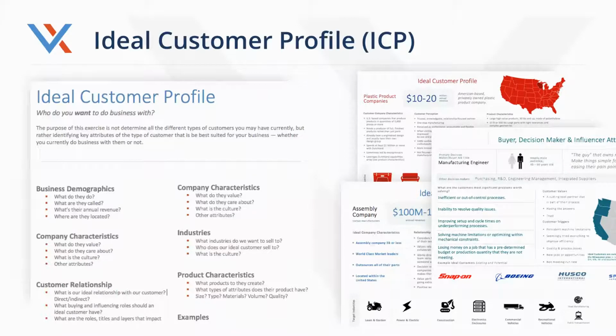And then, on the backside, we hone in on the people. Who are we calling on? Who are the people that care about what it is that we do? What's our value proposition for them? What's going to trigger them and put them in a situation where they need to buy? All of those types of characteristics.